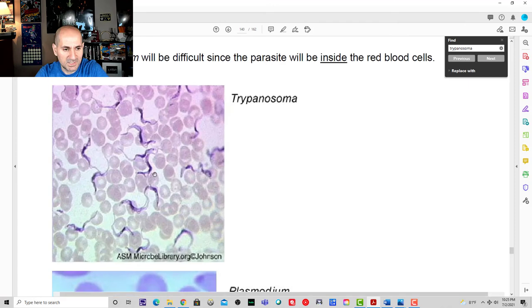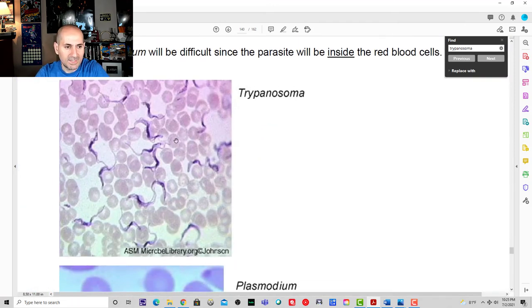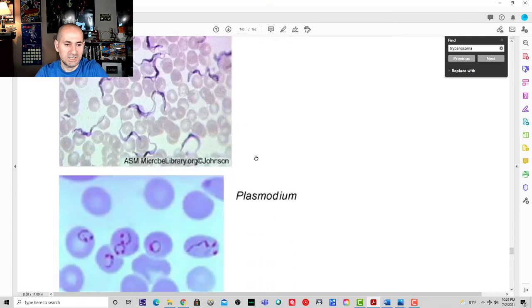Here's Trypanosoma. What you're seeing here, by the way, are red blood cells. These are all little red blood cells, hundreds of them. But these purple whip-like structures, they look like a whip. These purple structures are your Trypanosoma. Trypanosoma are parasites. They live in your blood fluids, but they don't live inside of your red blood cells. They live next to your red blood cells, in your blood fluid. These are Trypanosoma with their flagellated motility.